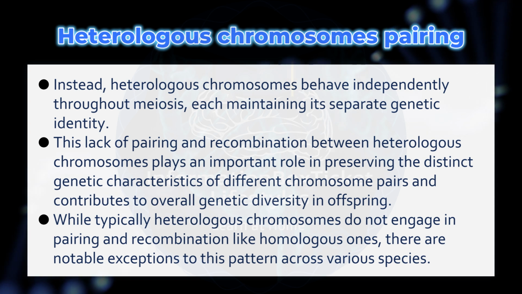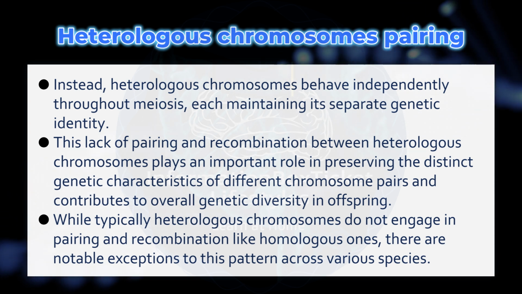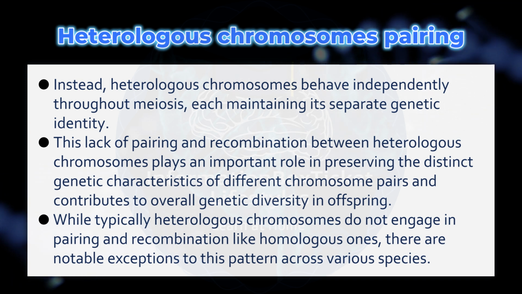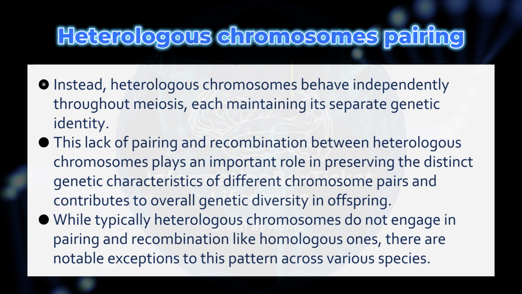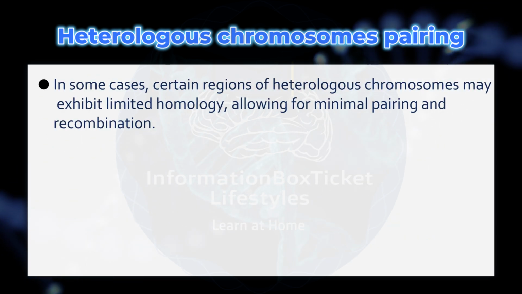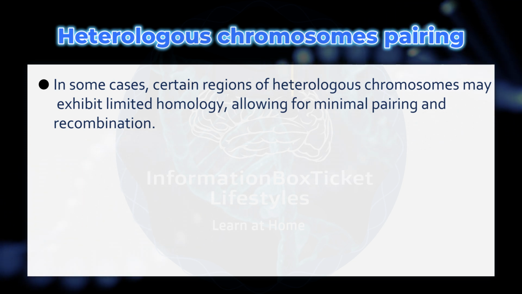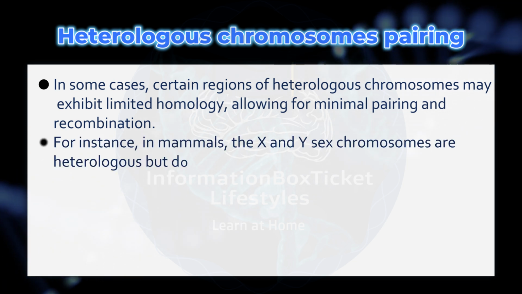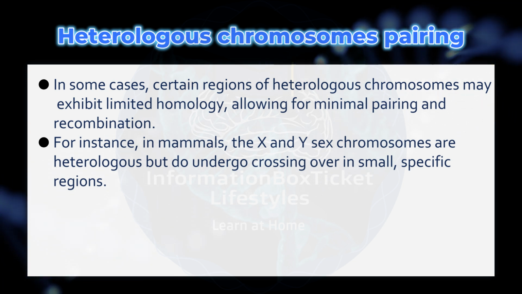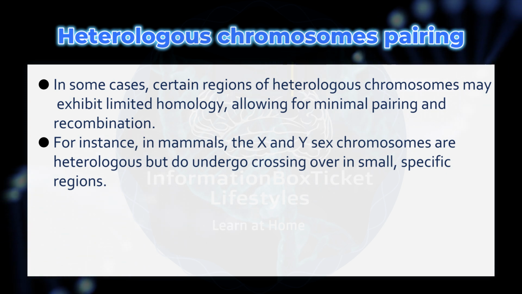While typically heterologous chromosomes do not engage in pairing and recombination like homologous ones, there are notable exceptions to this pattern across various species. In some cases, certain regions of heterologous chromosomes may exhibit limited homology, allowing for minimal pairing and recombination. For instance, in mammals, the X and Y sex chromosomes are heterologous but do undergo crossing over in small, specific regions.